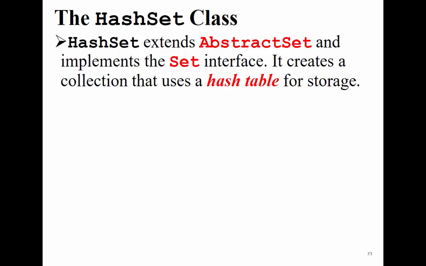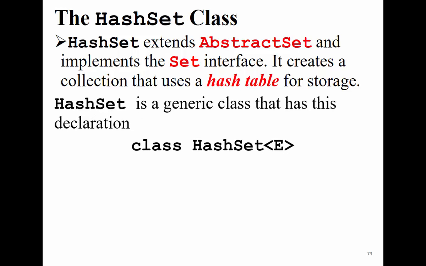HashSet is a class that extends the abstract set and implements the set interface, and also uses what we call a hash table, as we discussed in the previous lectures, where the hashing helps us to do the search by equals.